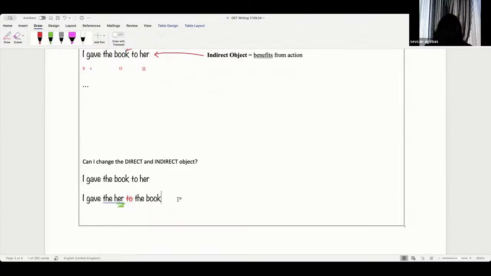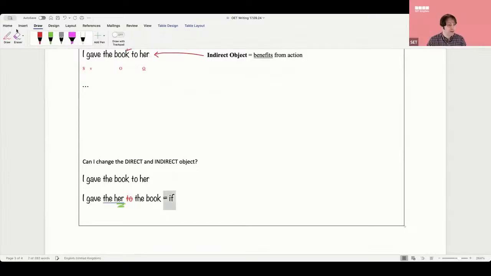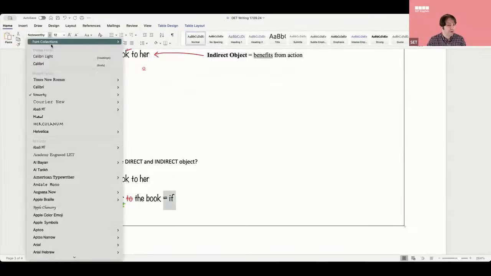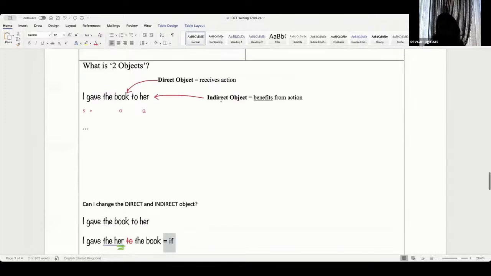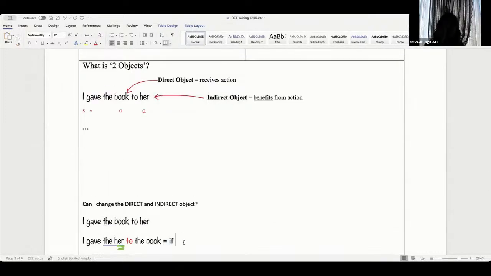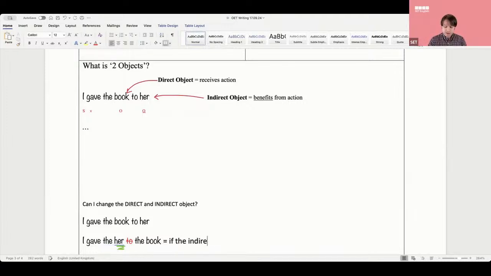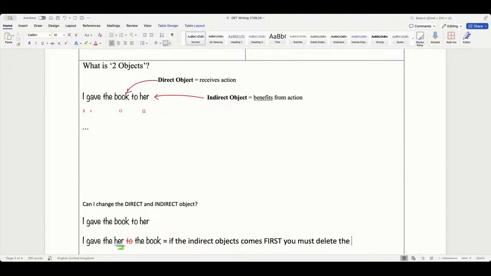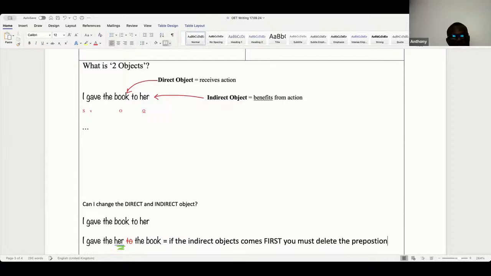Okay. So is this the direct object or indirect object? Indirect. Is it direct or the indirect object? Her. Indirect. Ah, okay. Yes. If the indirect object comes first, you must delete what? Preposition. Preposition, guys.